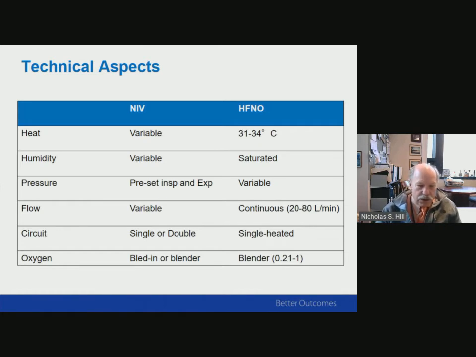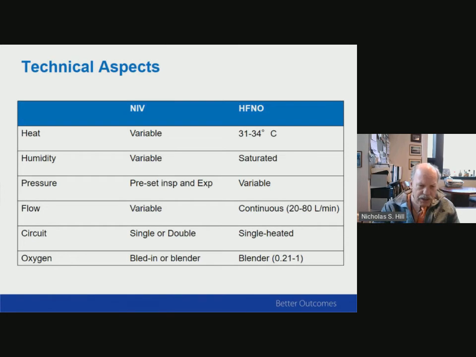one of the major characteristics, of course, of high flow is that it is heated and humidified to body conditions. And that's one of its most important attributes. With non-invasive ventilation, we generally heat and humidify, but that's variable, and sometimes we don't need to use heat or humidification, for example, in patients with acute pulmonary edema whose secretions are already quite moist.